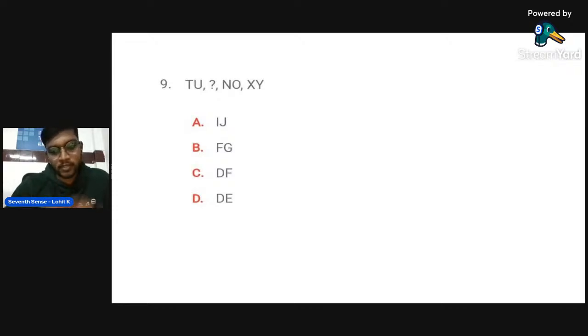Sachin has given the answer as D here. So what is the pattern here? You got the answer, so write down the pattern also here. Okay, D.